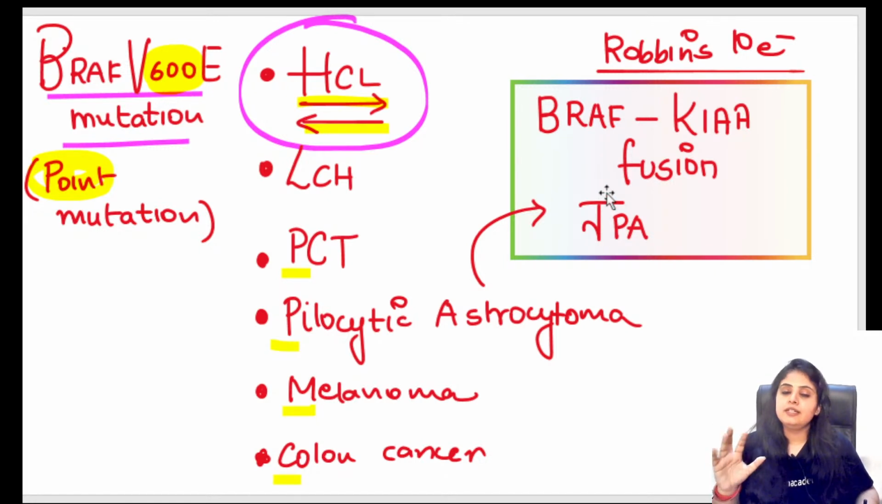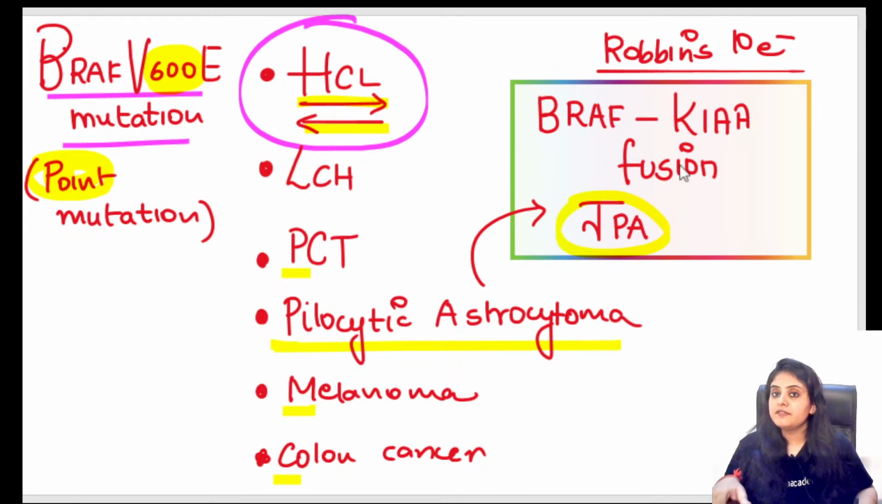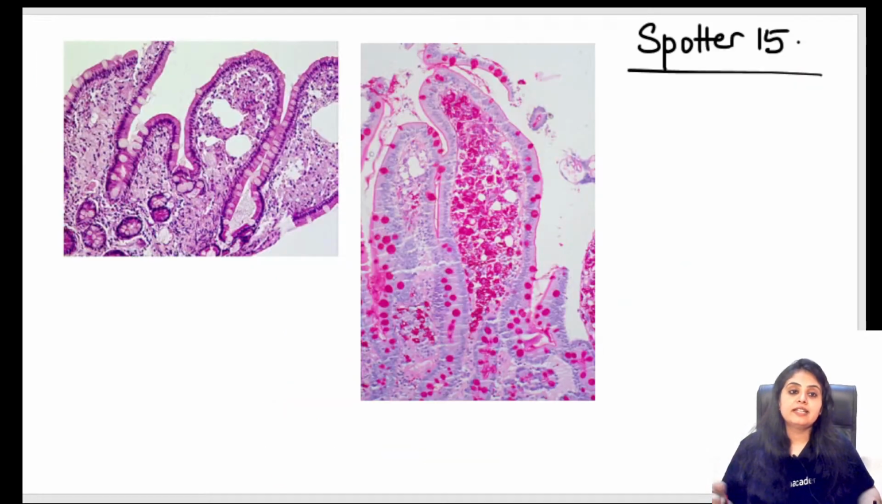So in case, ideally this question should not come, but just in case a question comes where they say in juvenile pilocytic astrocytoma, is BRAF-KIAA fusion more common or is the BRAF 600 mutation more common? So remember, now they are saying the BRAF-KIAA fusion is more common. Okay, having said that, let's get back.